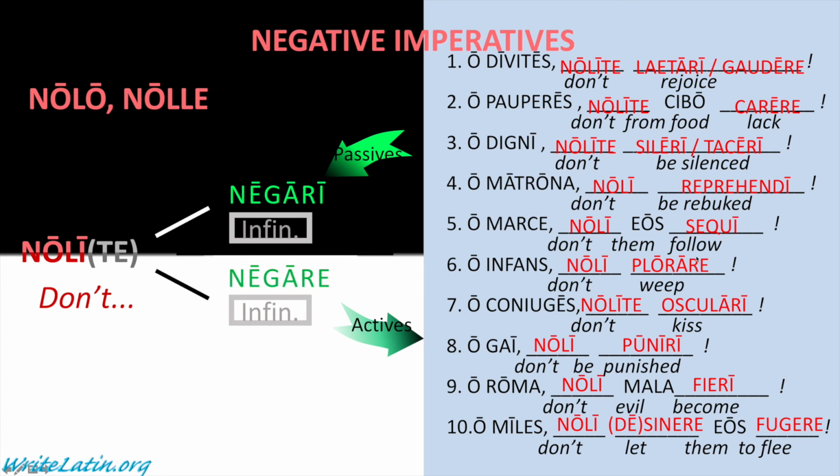Right, because that's a deponent. Number 6, O infant, don't weep. Number 7, oh spouses, don't kiss, because that's what there. Osculari is what kind of word there? Right, it's a deponent. Number 8, oh Gaius, don't be punished. Number 9, oh Rome, don't become evil. Oh boy. Number 10, oh soldier, don't let them flee.